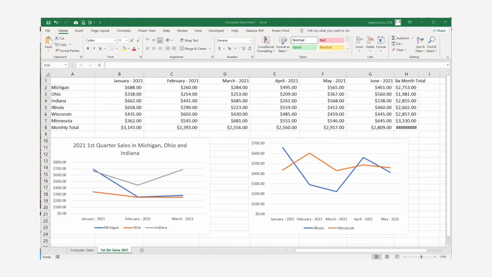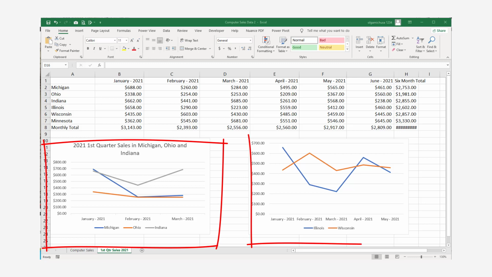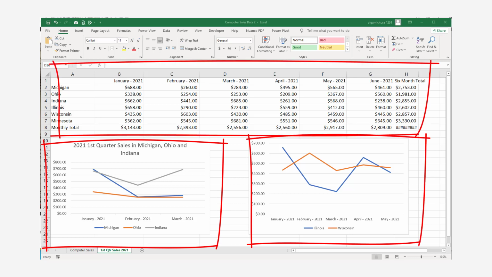Excel has two basic types of line charts, an embedded line chart and a worksheet line chart. Let's start by looking at an embedded line chart. An embedded line chart resides on a worksheet either by itself or with other charts and data. Observe in this example the line chart is on a worksheet as well as another chart and some data.